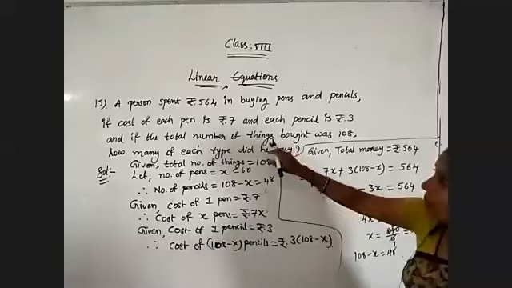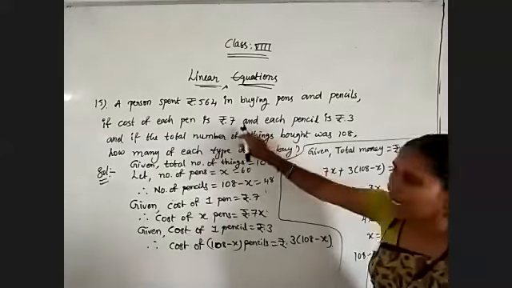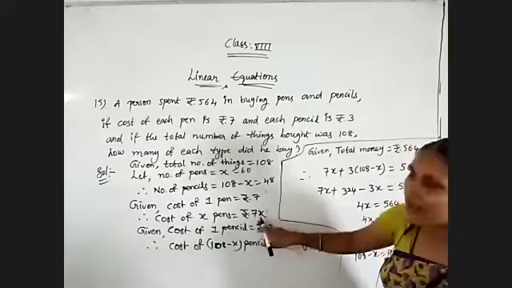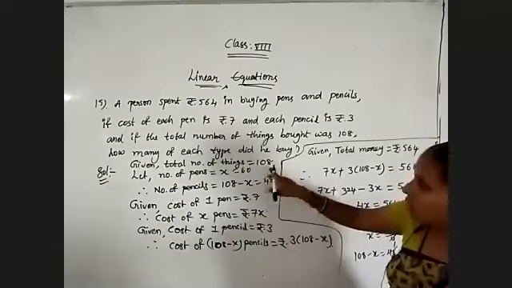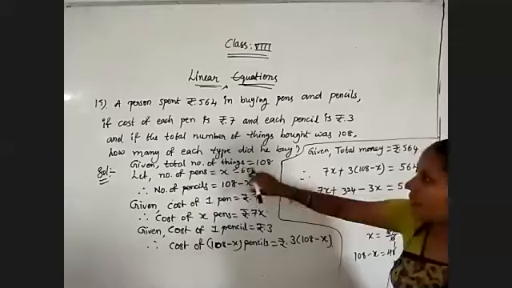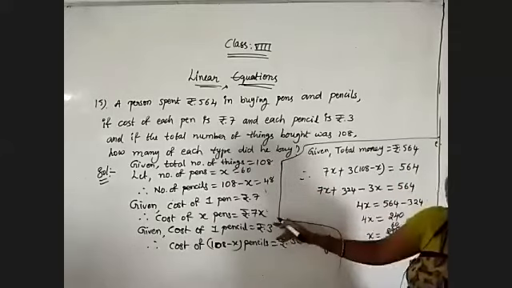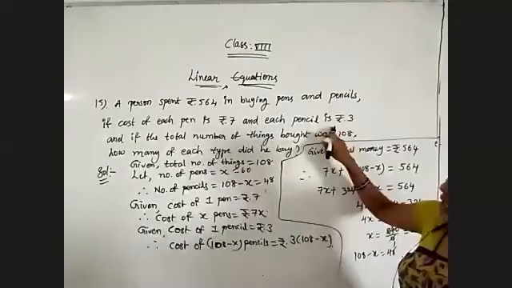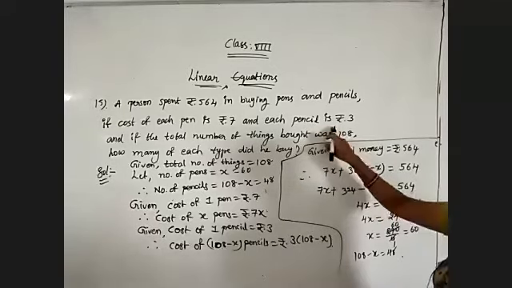So one pen costs 7 rupees. Like that I have taken x pens. So x pens cost will be equal to 7x rupees. Then total number of things is 108. So x pens are there means 108 minus x pencils are there. So 108 minus x into 3 will be the money spent for pencils.